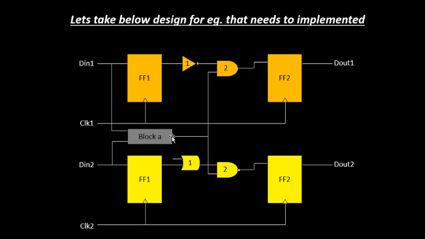Okay, so we have this pre-placed cell which has got connectivity something like this, and we have another pre-placed cell, let's say block B, which receives its input from clock 1 and clock 2 and provides a clock output, and this is the clock output port. So currently we have four input ports, which are D in 1, clock 1, D in 2 and clock 2, and we have three output ports, D out 1, D out 2 and clock out. Okay, so this is a sample circuitry for the design that we are planning to implement.